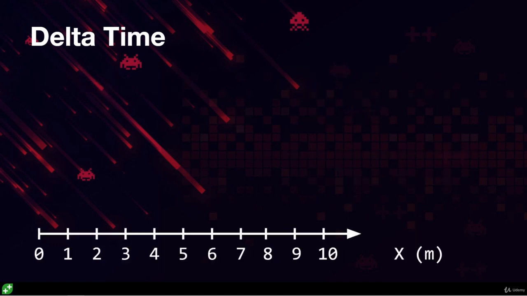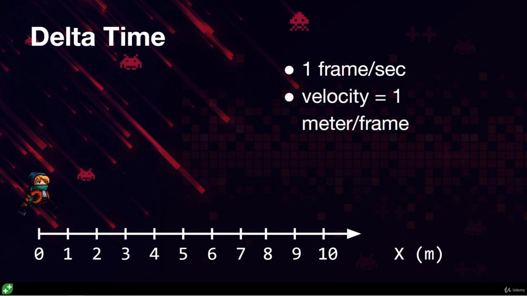Here we have a graph labeling the x direction in meters. Now let's say we have Scarfy standing at 0 meters. For simplicity's sake, I'm going to assume that we have a frame rate of 1 frame per second. Let's also assume that Scarfy's moving along at a velocity of 1 meter per frame. So at 0 seconds, Scarfy starts off at 0 meters. Since our frame rate is 1 frame per second, each second 1 frame passes by, which means that Scarfy moves along at a constant rate of 1 meter per second, and in 10 seconds, Scarfy will find himself 10 meters ahead. So far, so good.